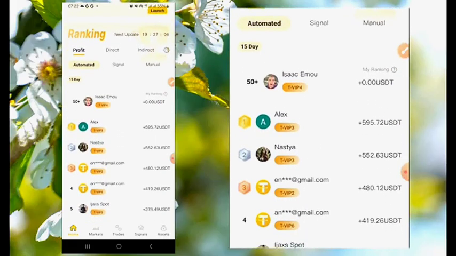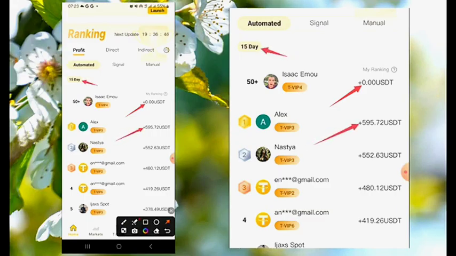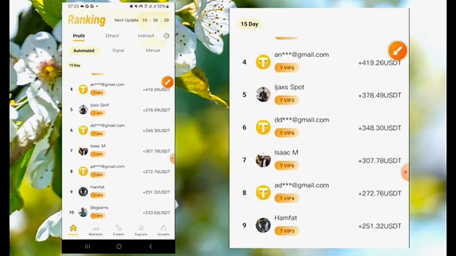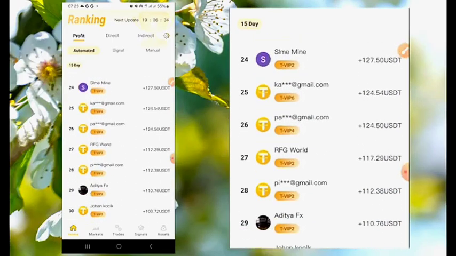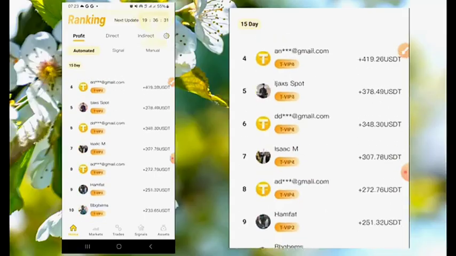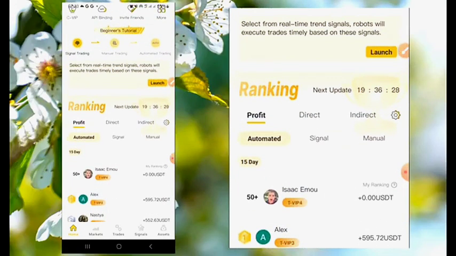Let me try to bring it up like this. Like I told you, I don't have anything in automated. I don't trade automated, but that doesn't mean it's not working. But let's first see how much people have made. In the last 15 days, you realize that Alex made 595, then 500, 500, 500, 500. And as you drop down, the profits reduce, down to 100. So that is automated.